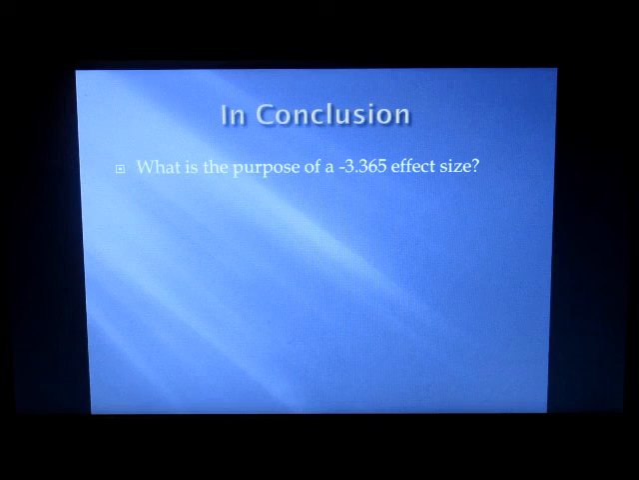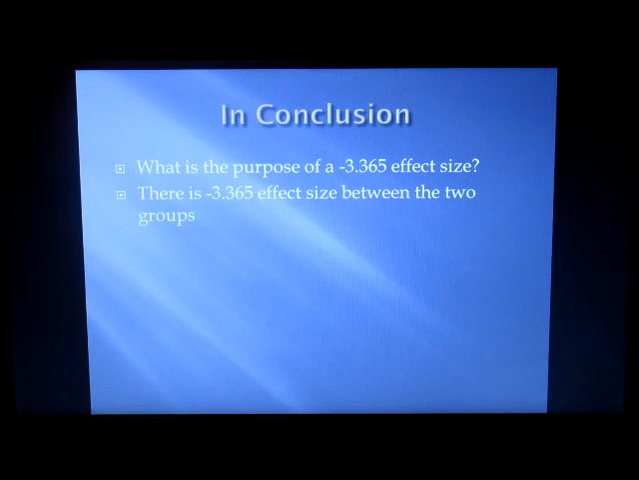Well, what does that mean? This was what I did not understand. What purpose did this number have? Basically, there is a negative 3.365 effect size between the two groups of data.